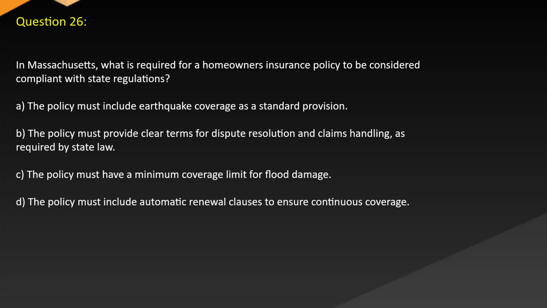Question 26. In Massachusetts, what is required for a homeowner's insurance policy to be considered compliant with state regulations? A. The policy must include earthquake coverage as a standard provision. B. The policy must provide clear terms for dispute resolution and claims handling as required by state law. C. The policy must have a minimum coverage limit for flood damage. D. The policy must include automatic renewal clauses to ensure continuous coverage.